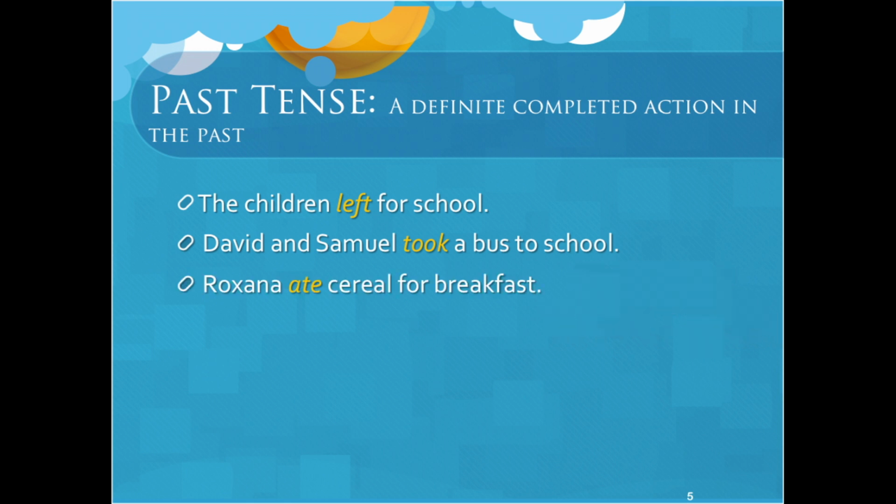Good. What about Roxana ate cereal for breakfast? Ate is the past tense of what verb? To eat. Again, an irregular verb. You've got to learn it.